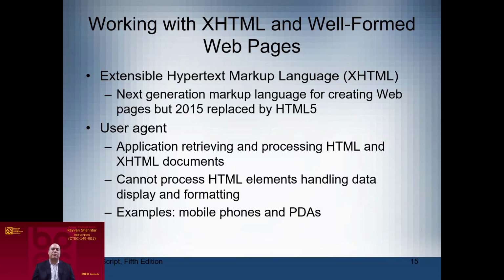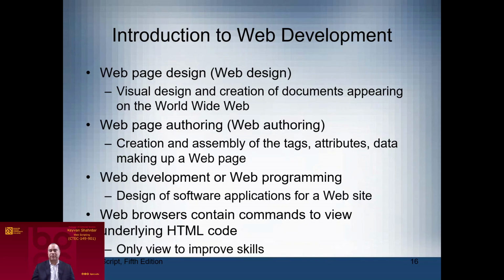So Extensible Hypertext Markup Language, or XHTML, was sort of the next generation of web pages that came out in 2015. But ever since, well, before then, but in 2015 it was replaced with HTML5, which allows you to have all this really nice, fancy ability to create web pages. And you have user agents. It's an application retrieving and processing HTML and XHTML documents. It cannot process HTML elements handling data, display, and formatting, for example, in mobile phones and PDAs.